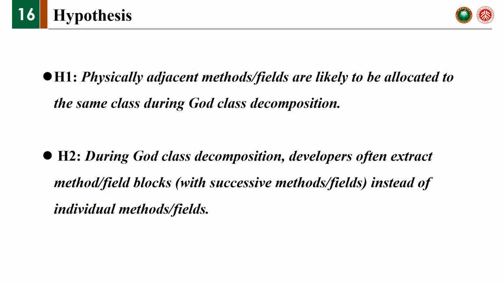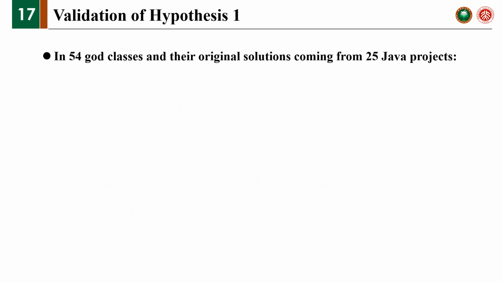Based on the observation, we formulate 2 hypotheses. First, physically adjacent methods or fields are likely to be allocated to the same class during God class decomposition. And second, during God class decomposition, developers often extract entity blocks instead of individual entities. In order to validate the hypotheses, we analyzed the behavior of adjacent entities in 54 real-world God class refactorings.